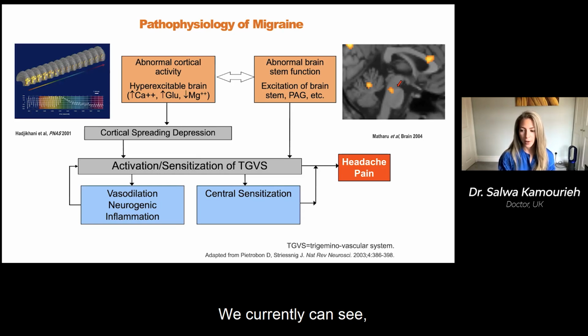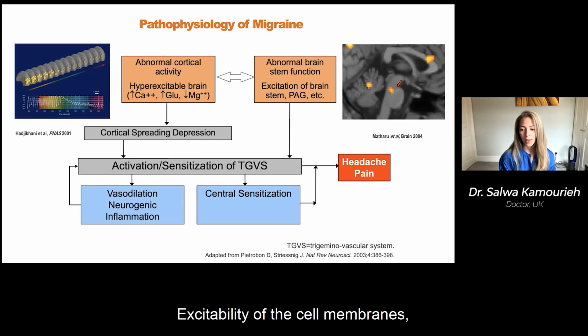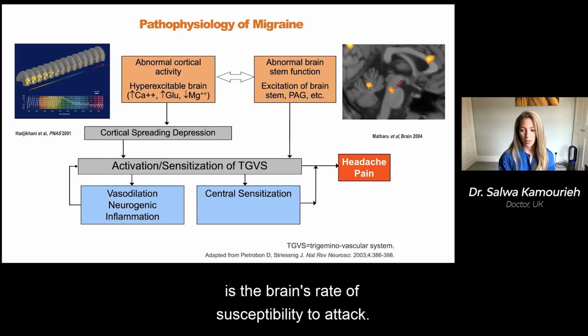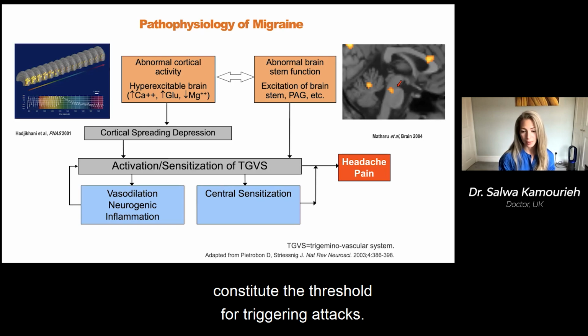We currently conceive of migraine attacks as originating in the brain. Triggers of an attack initiate a depolarizing neuroelectric and metabolic event likened to spreading depolarization. This event activates the headache and associated features of the attack by mechanisms that remain to be determined, but appear to involve either peripheral trigeminovascular or brainstem pathways, or both. Excitability of these cell membranes, perhaps in part genetically determined, is the brain's route of susceptibility to attack. Factors that increase or decrease neuronal excitability constitute the threshold for triggering attacks.